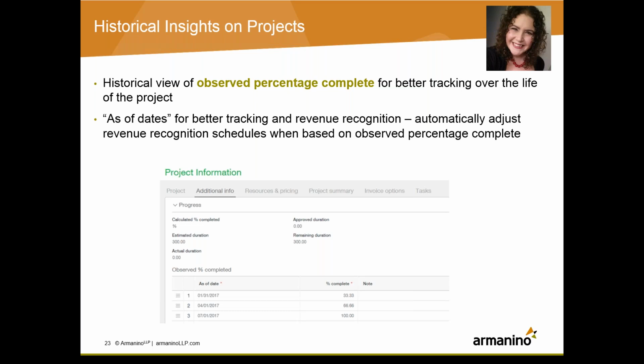The other awesome thing about this is, for those of you using the revenue recognition module, the RevRec templates a lot of times are going to be based on the observed percentage complete. So the as of date is going to correspond to the effective posting date for the revenue schedule. So if you had milestones where you were recognizing revenue at 33, 66, and 100%, this is going to correspond to those postings. Once you hit that observed percentage, you will recognize the revenue in accordance with your template.